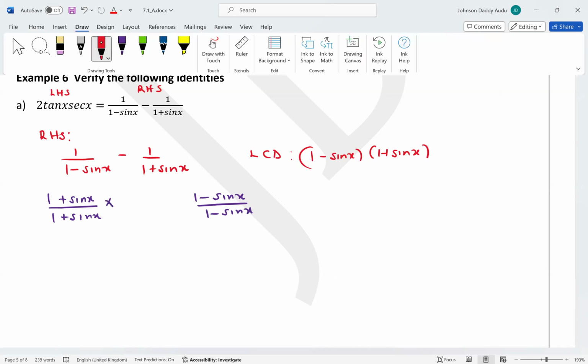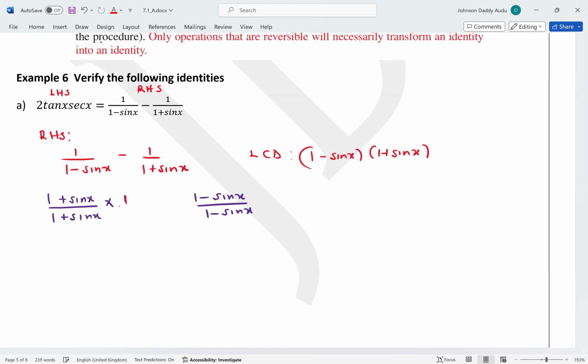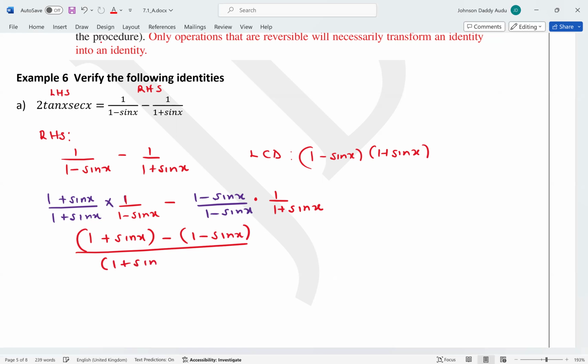So this is what we're doing here. This is 1 over 1 minus sine x, and remember there's a minus here, and this is times 1 over 1 plus sine x. The purple one is just multiplying by the LCD, to make the denominators the same. Now this will be 1 plus sine x, minus 1 minus sine x. Everything now will be over 1 plus sine x multiplying by 1 minus sine x.